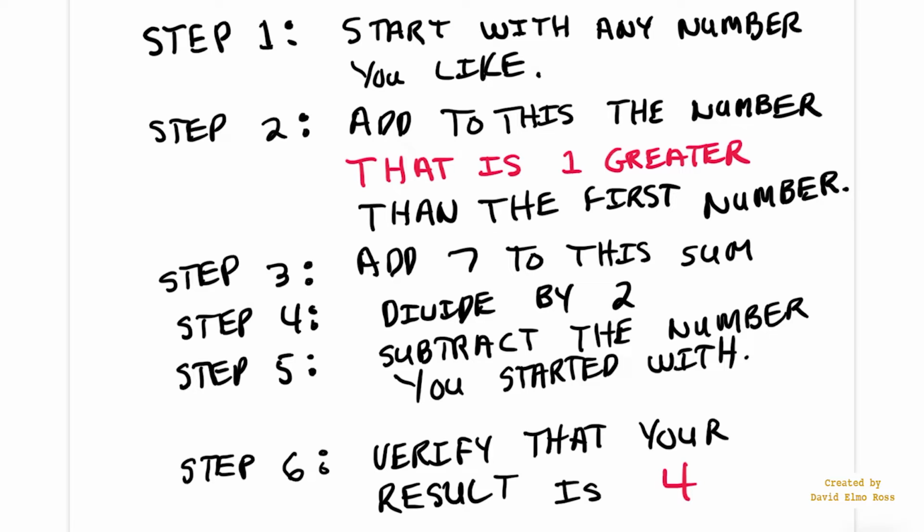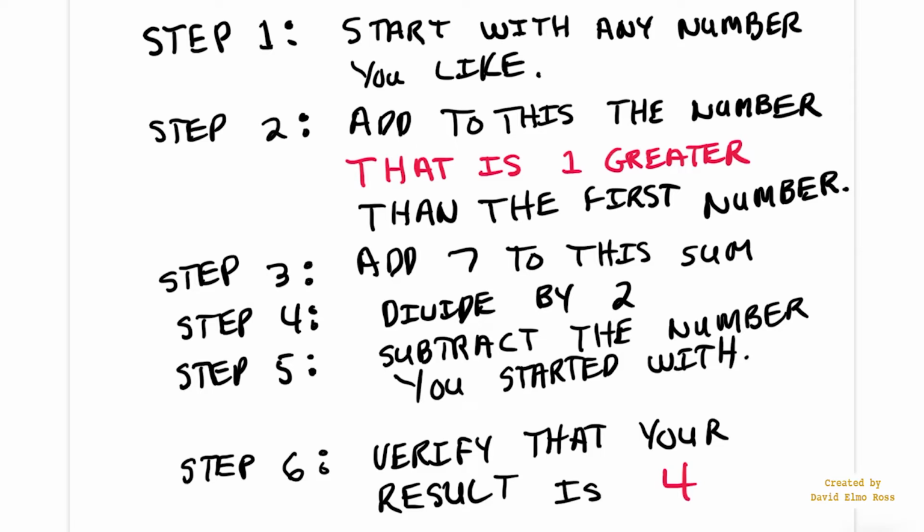It says start with any number you like. Add to this number the number that is 1 greater than the first number. And that's the part that people have trouble. What is 1 bigger? Add 7 to this sum, divide by 2, subtract the number you started with, and verify that your result is 4. Hang on, we're starting with any number and we're going to end up with 4? How does that work? Well, let me show you.